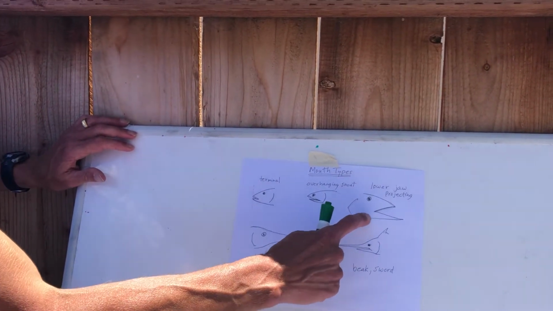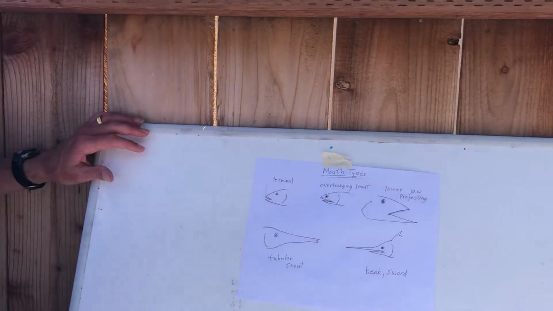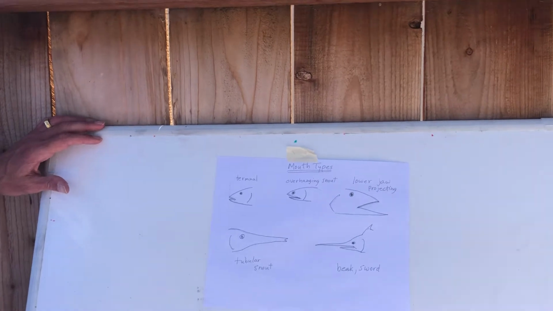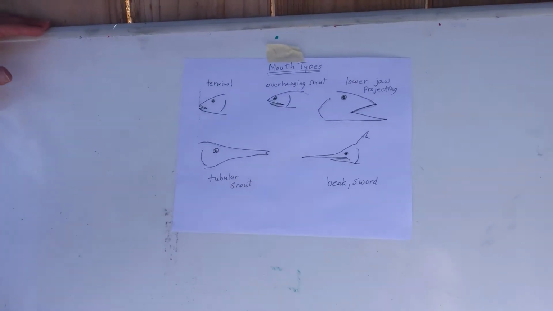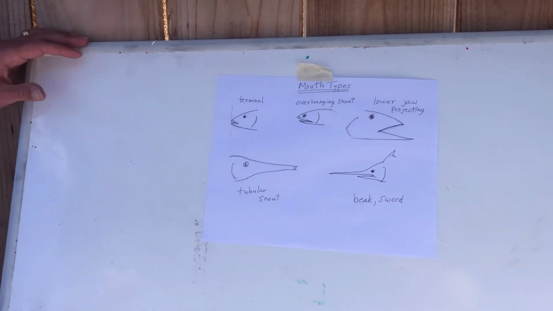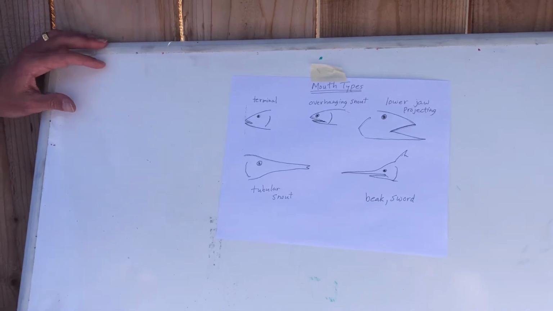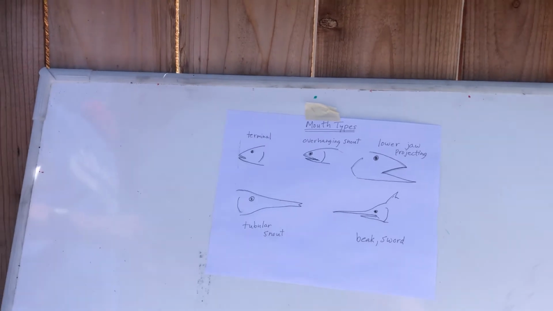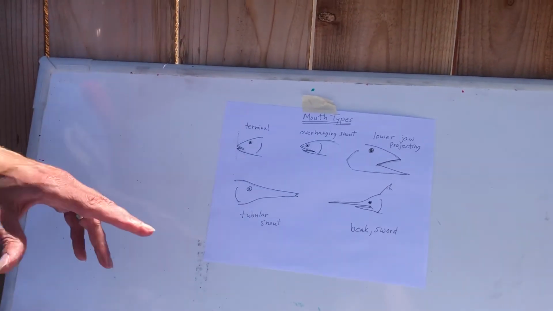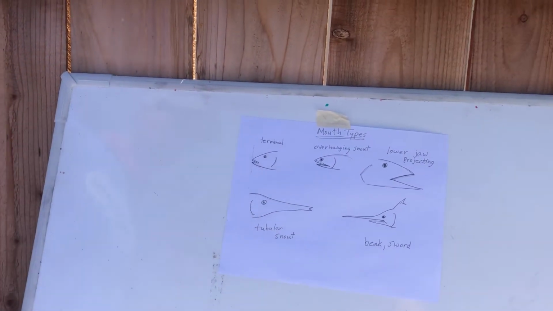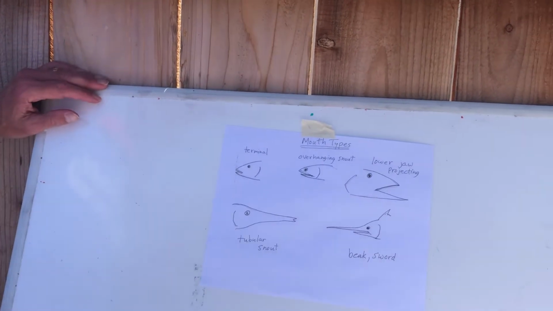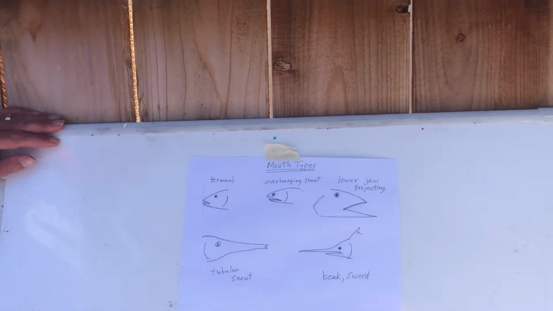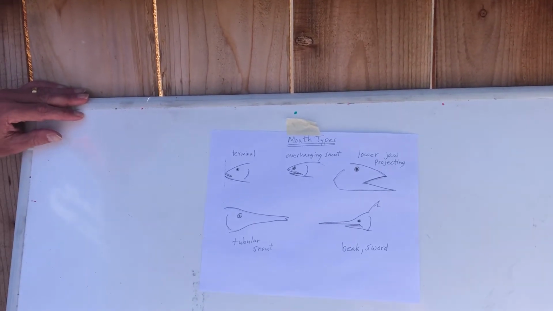And then sometimes the lower jaw sticks out farther than the snout. We'll call that lower jaw projecting. Okay. Then we have something like a tubular snout, where some fish have this. A common example would be like a seahorse or a pipefish, where they have almost like a straw on the end of their head. And then there's, of course, the sword or the beak or the bill, like in the fish that we have on the wall in class, the sailfish.